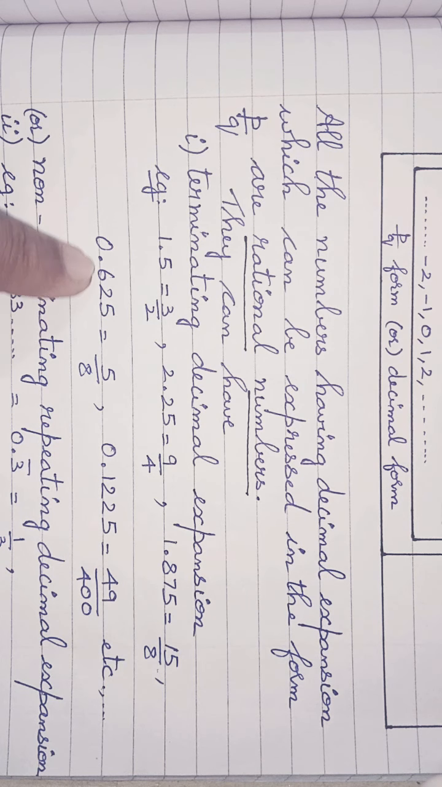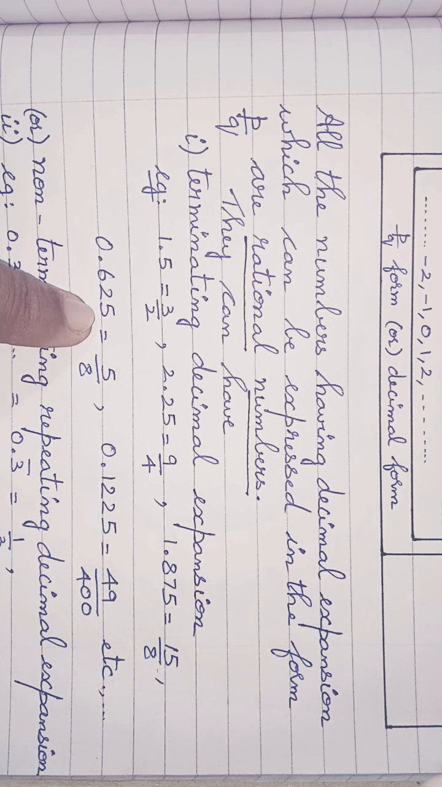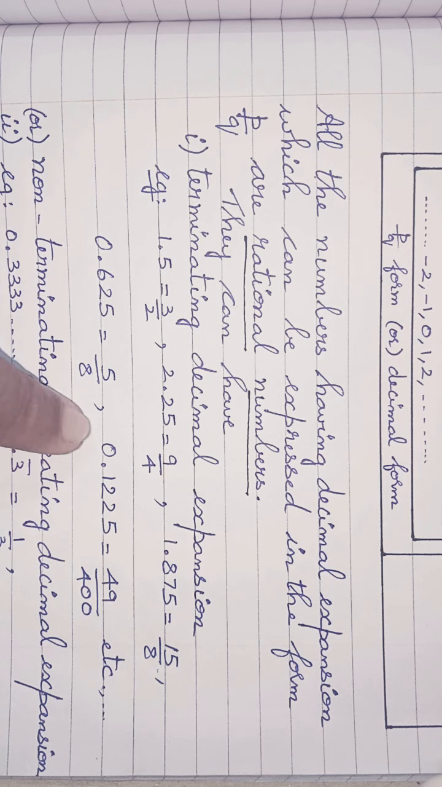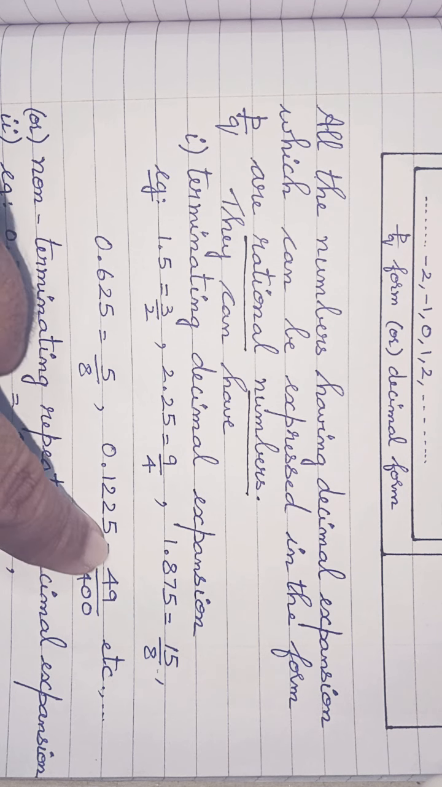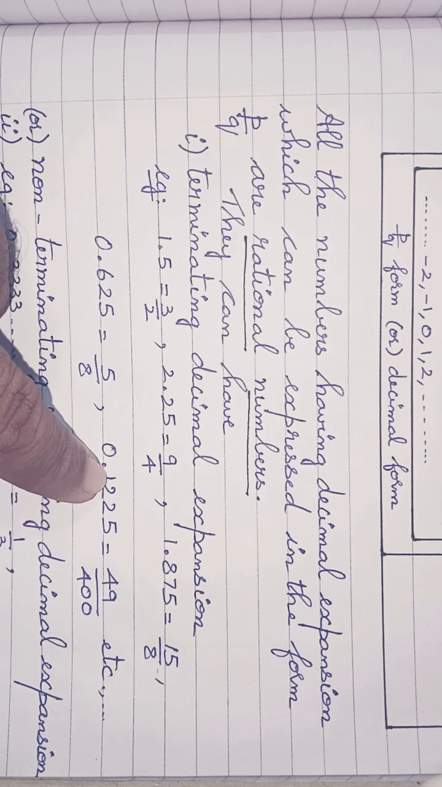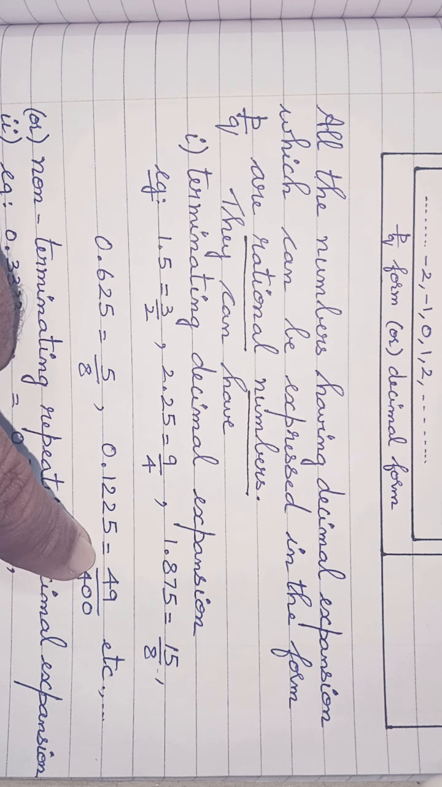0.625, you can see that this number is terminating after three decimal places. Terminating means coming to an end after three decimal places. It can be written in the form of p by q as 5 by 8. When you divide 5 by 8, you will get 0.625. Then I will give you one more example, 0.1225, which can be written as 49 by 400. This number can be represented in the form of a fraction, that is p by q form.